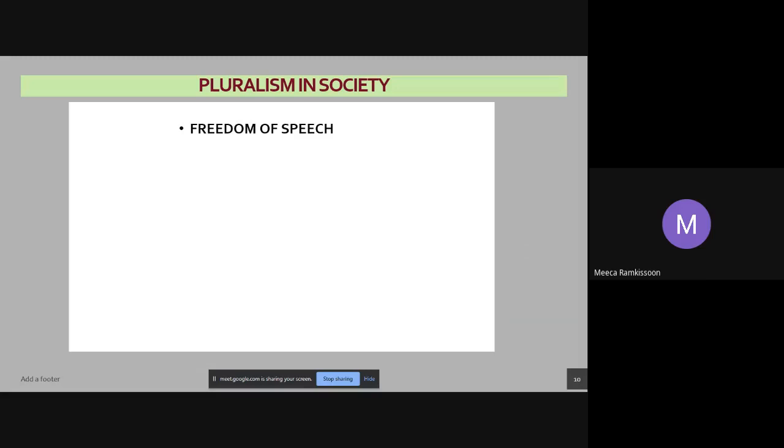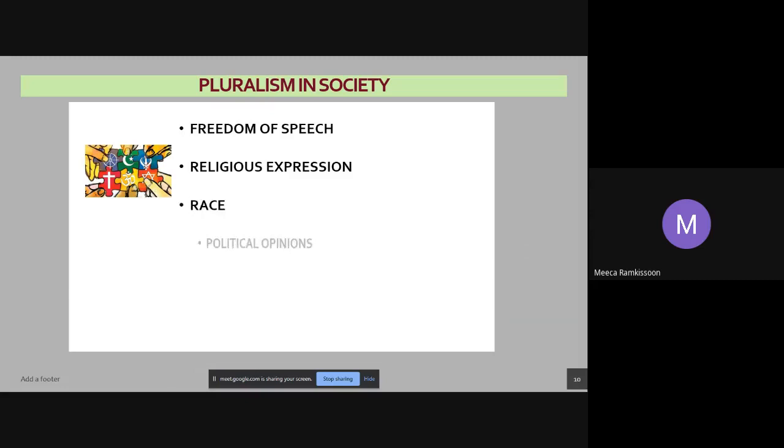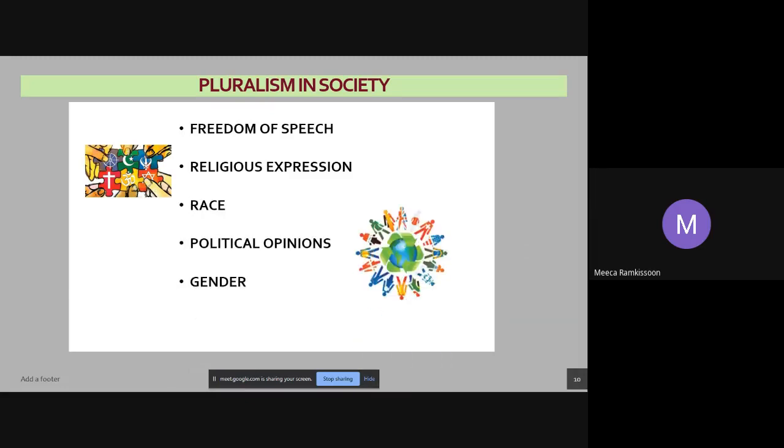Pluralism in society is highly needed, for it supports freedom of speech, religious expression, values race and political opinions, and appreciates each gender and sexual orientation. Pluralism allows members to express their beliefs freely. Understanding the different approaches people from different countries use can be a rewarding experience.